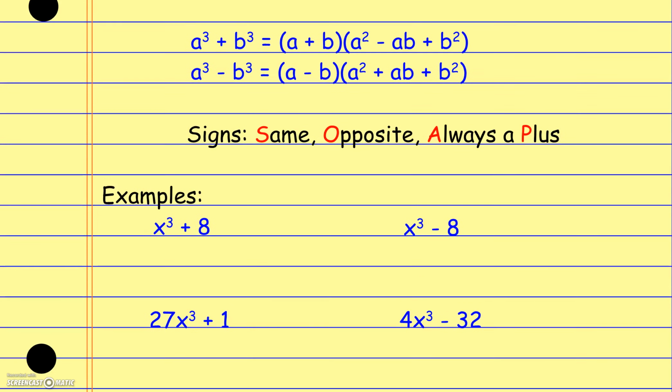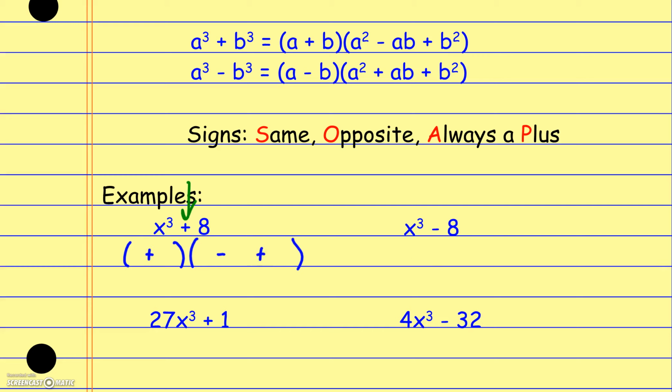If I look at this guy, x cubed is a perfect cube, 8 is a perfect cube, so this is a sum of cubes. So it's going to factor into a binomial and a trinomial. So I always set up the binomial and the trinomial first. So a little set of parentheses and a big set of parentheses. And now I fill in the signs. Since this is a plus sign here, my first sign is going to be the same, which is a plus sign, then the opposite, which is a minus sign, and then always a plus. SOAP, same opposite, always a plus.